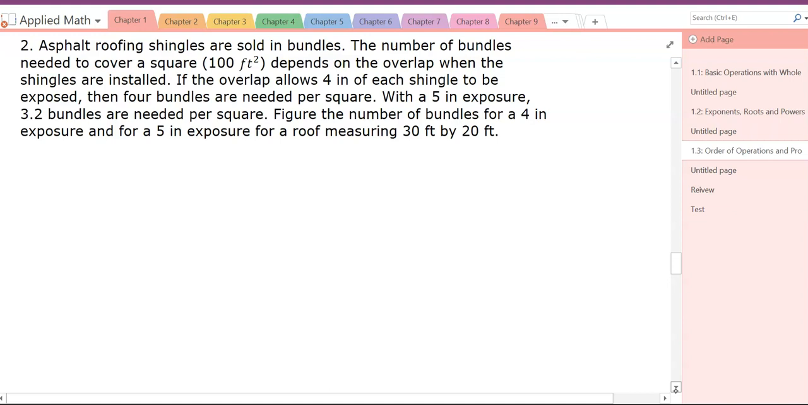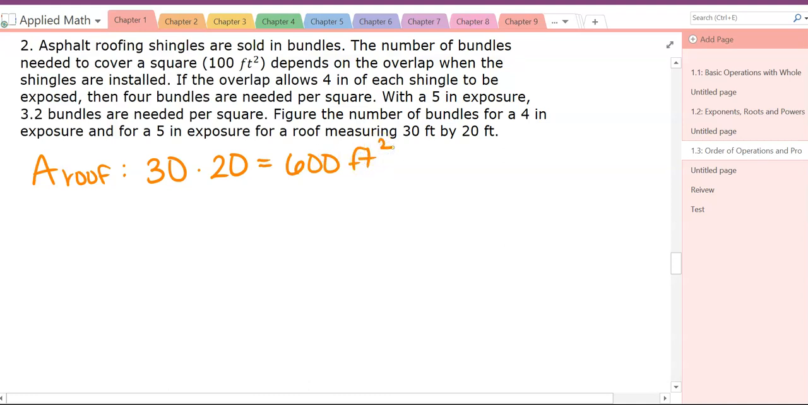Asphalt roofing shingles are sold in bundles. The number of bundles needed to cover a square, 100 feet squared, depends on an overlap when the shingles are installed. If the overlap allows 4 inches of each shingle to be exposed, then 4 bundles are needed per square. With a 5-inch exposure, 3.2 bundles are needed per square. Figure the number of bundles for a 4-inch exposure and for a 5-inch exposure for a roof measuring 30 feet by 20 feet. So the first thing I'm going to do is find the area of my roof. So we're going to take 30 times 20, and that's going to be 600 feet squared.